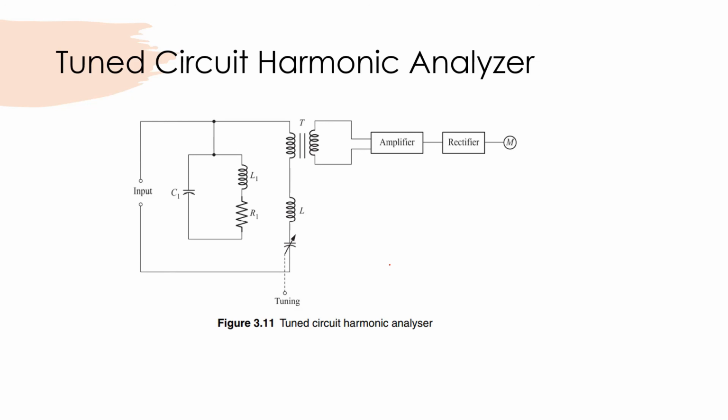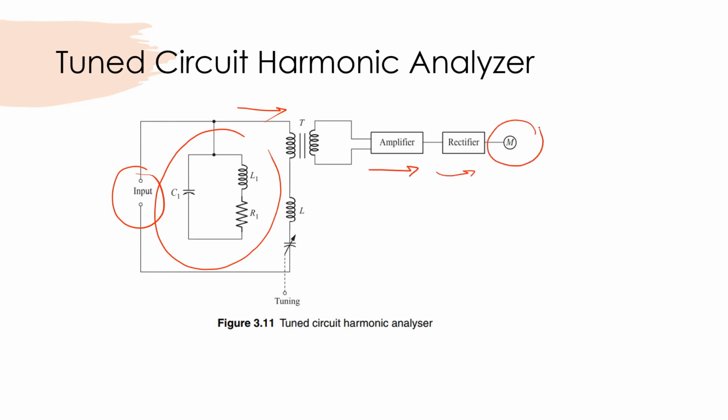We have the block diagram, we have the input here, and then we have the resonance circuit tuning to the frequency. So this is the resonance circuit, and then we can tune the L1, C1, and R1. So the frequency coming to the transformer here is suitable for our frequency of interest. And then after tuning by the resonant circuit, we go to the transformer and then to the amplifier, rectifier, and then we get the meter here to analyze the harmonic.